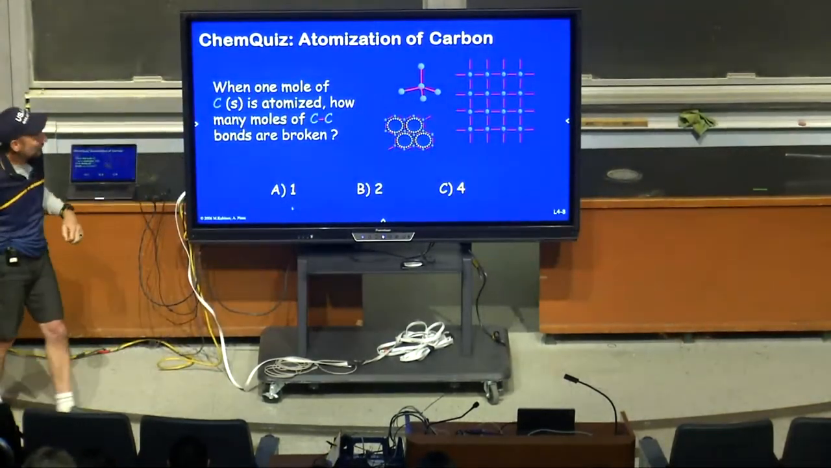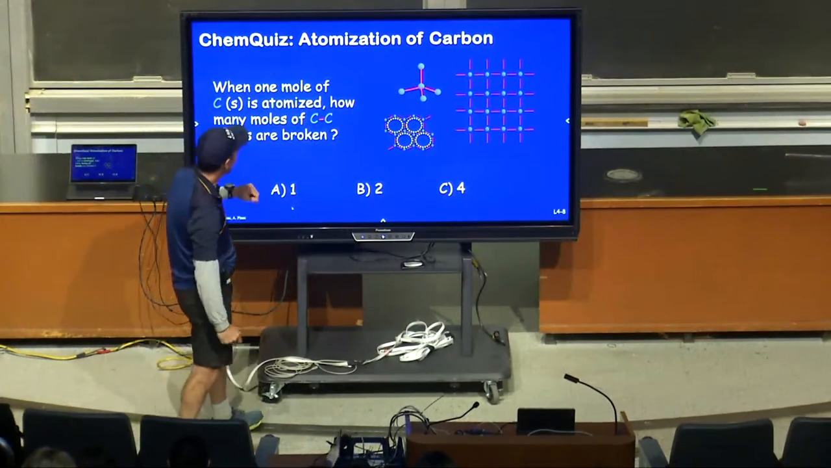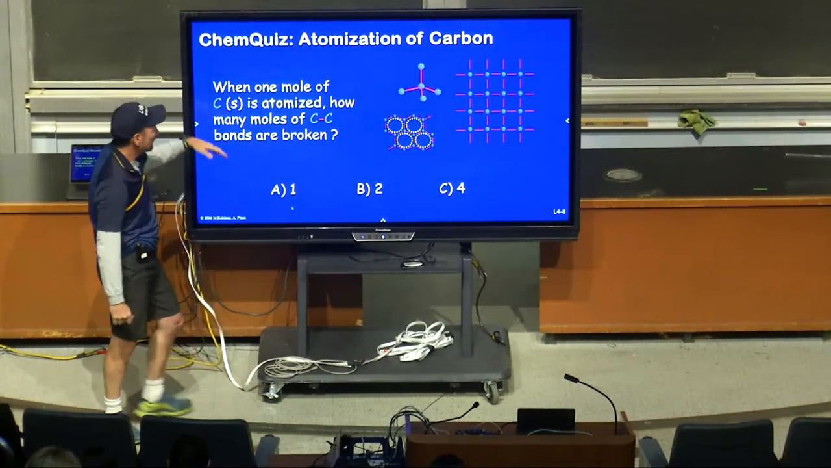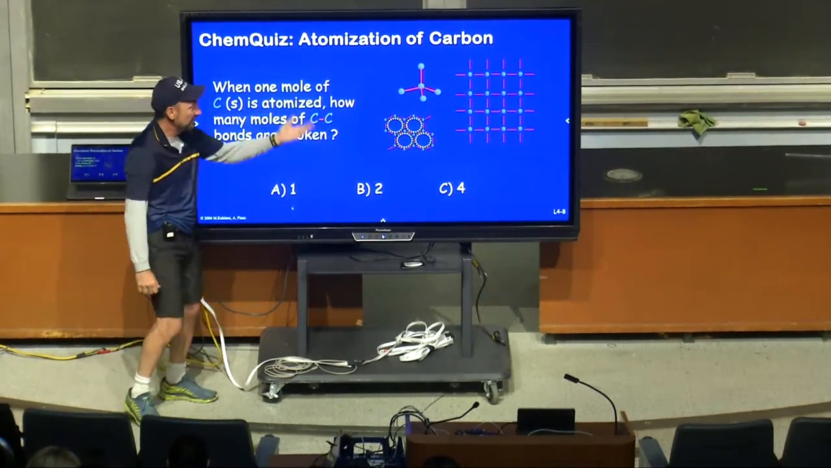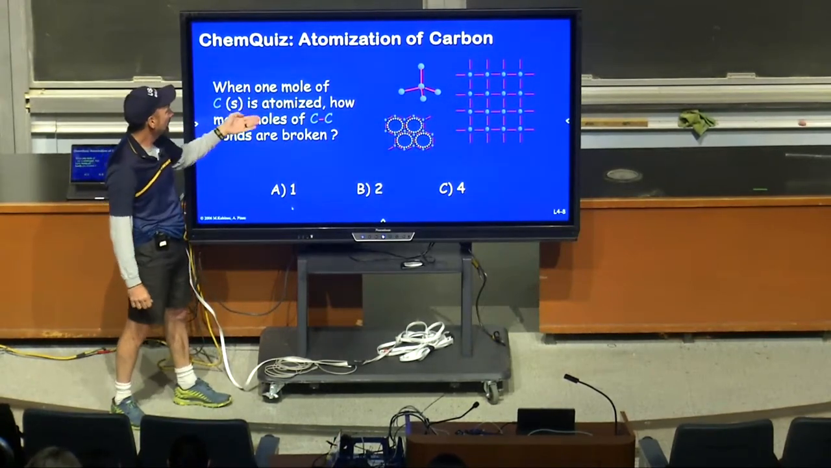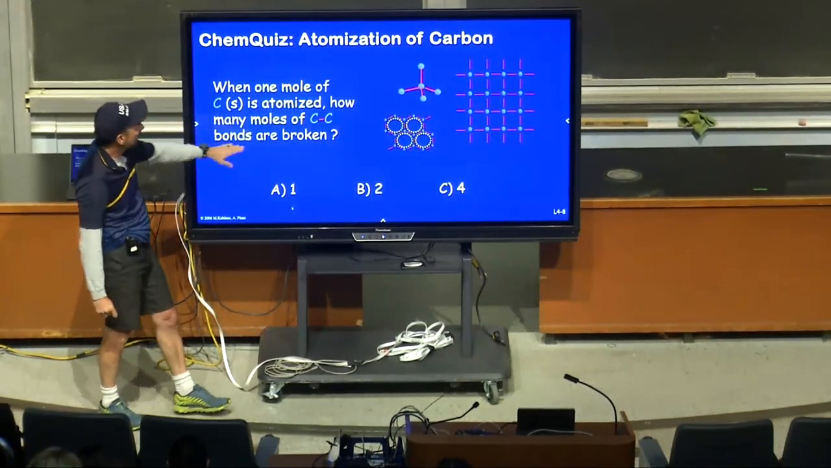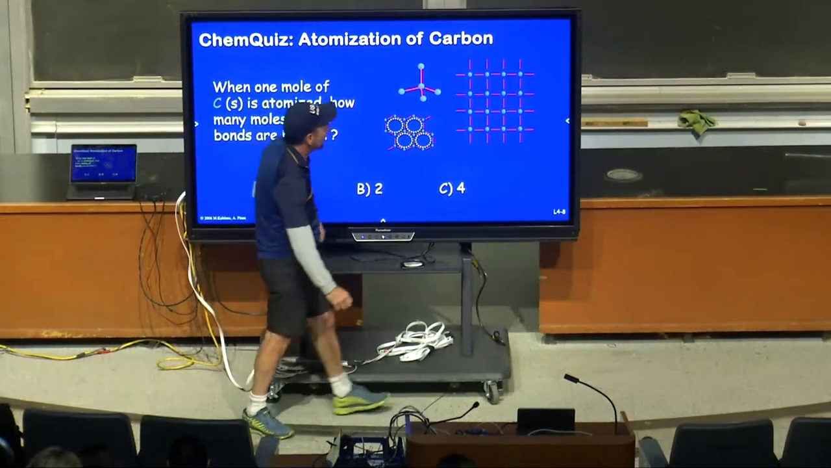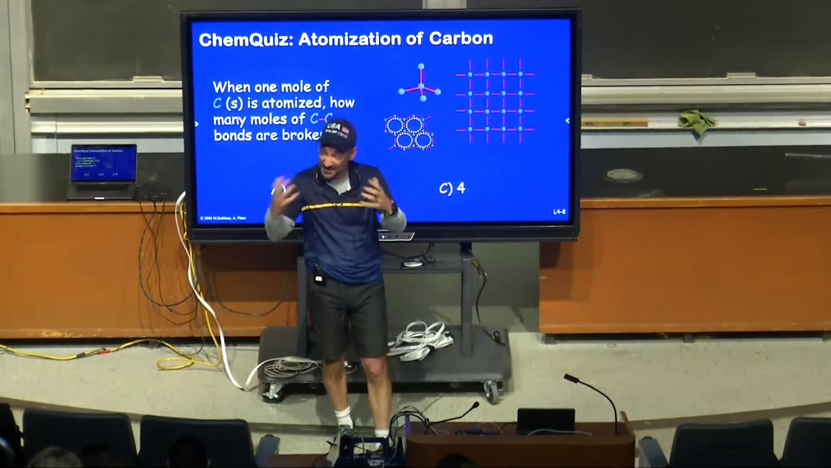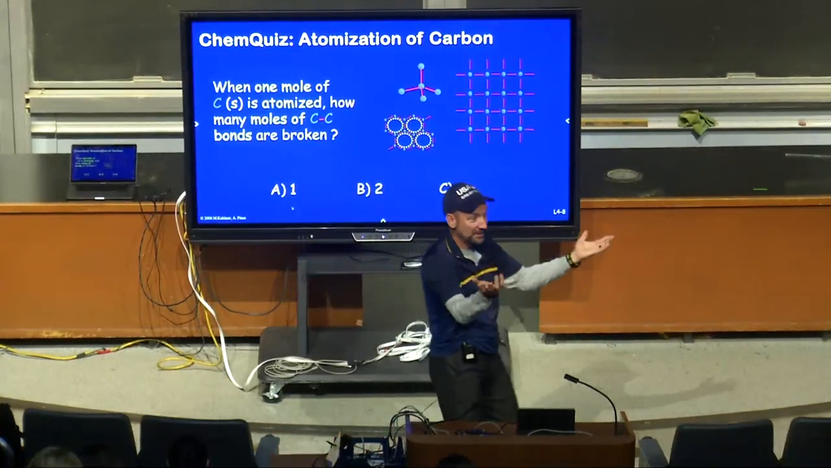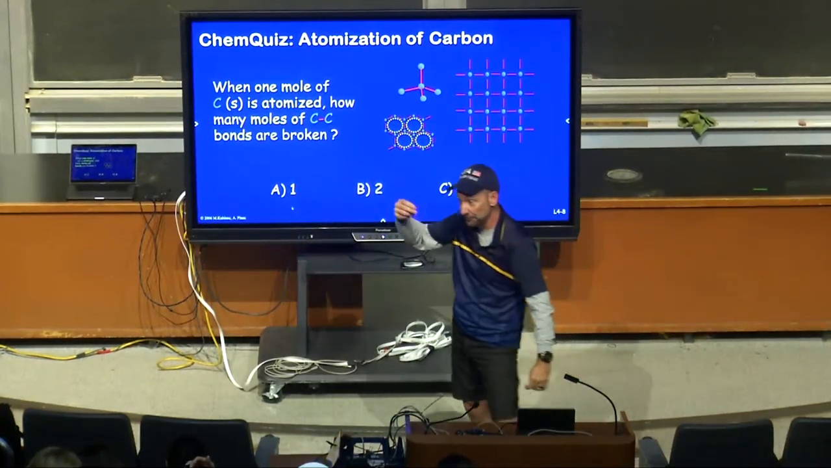Okay, so let's do a chem quiz. So when one mole of carbon, in fact, we've done this one already and we talked through it. One mole of carbon solid is atomized. How many moles of carbon-carbon bonds are broken? And you kind of need to know that. If you want to estimate an energy from these average bond energies, you have to count up how many bonds are broken. So you have to kind of go through the mental process.